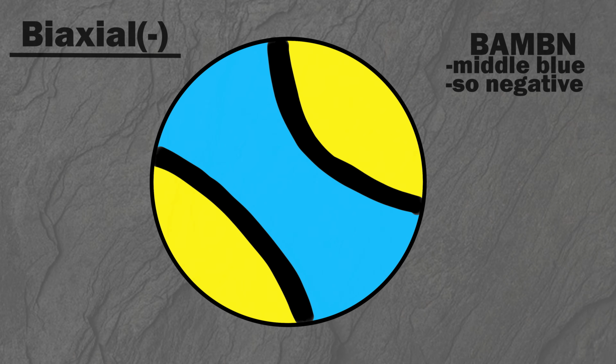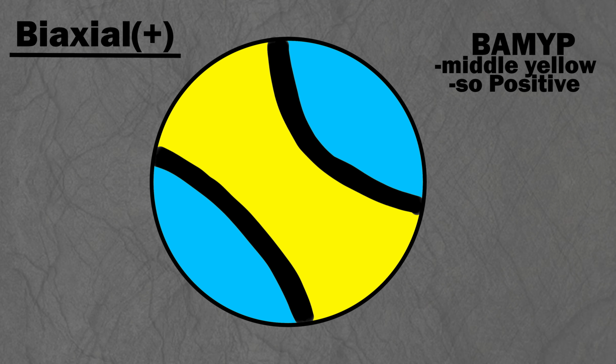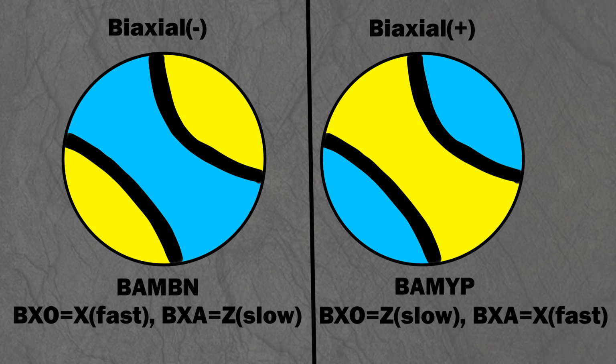If addition occurs such that the middle is blue, BXA equals X, the fast direction, so the optic sign is biaxial negative. And again, if subtraction occurs such that the middle is yellow, BXA equals Z, the slow direction. So the optic sign is positive. You can remember BAM-YIP, biaxial middle yellow is positive, and BAM-BIN, biaxial middle blue is negative.